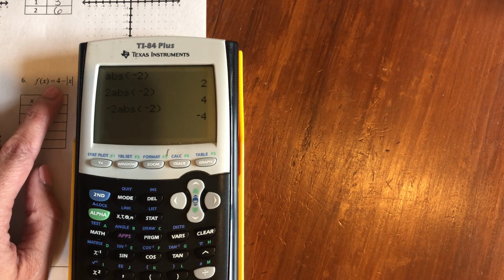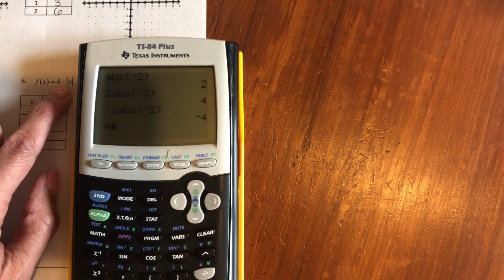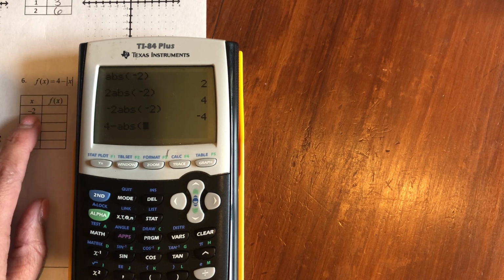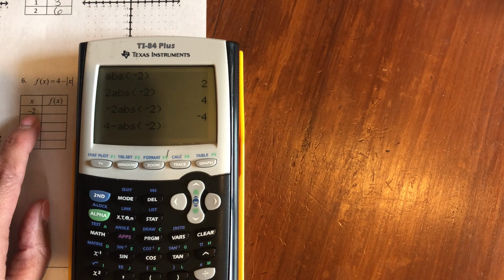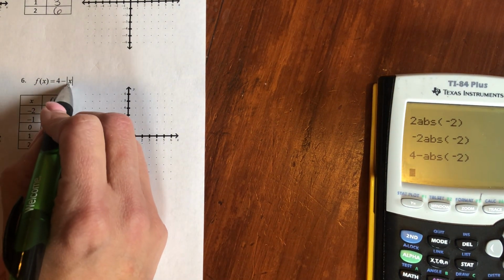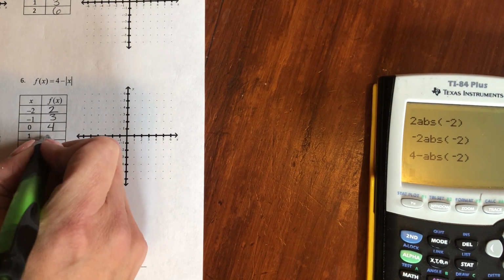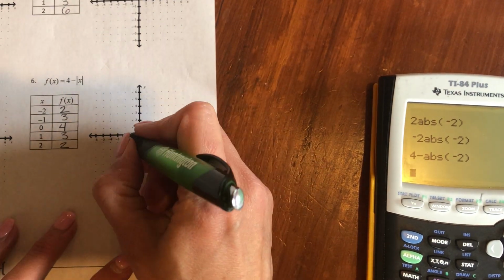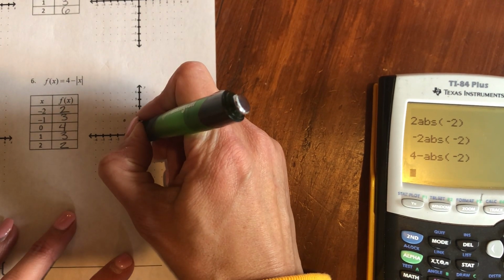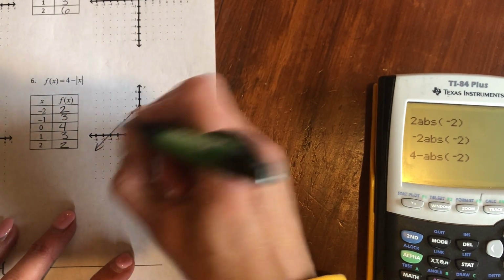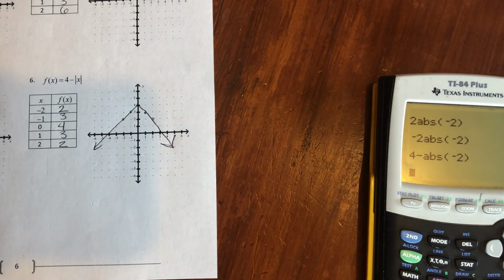Let me show you how to do this one in the calculator. So you're going to start with the 4. So you're going to do 4 minus, math over enter. Plug in your x value, -2, enter. So you get 2 there. Okay, and then I'll go ahead and graph it now. All right, so now they're graphed.